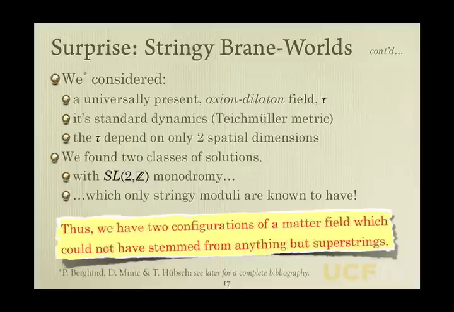So in collaboration with Berglund and Minich, we consider the following. Only one of those moduli, which is present in every string theory that we know so far, called the axion-dilaton field. It has a standard dynamics. That kinetic term has to have this thing called the Teichmüller metric. And we made a very simplifying assumption, saying let this field only depend on a plane, just two spatial dimensions, and see what happens. In that particular case, we could derive a bunch of useful, nice things.